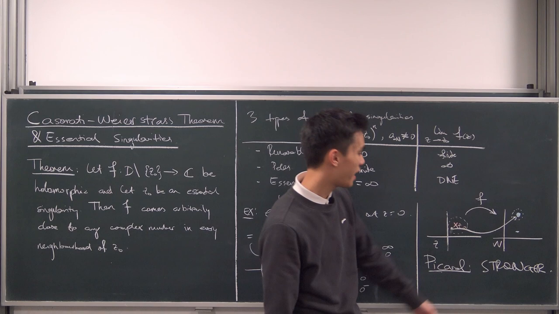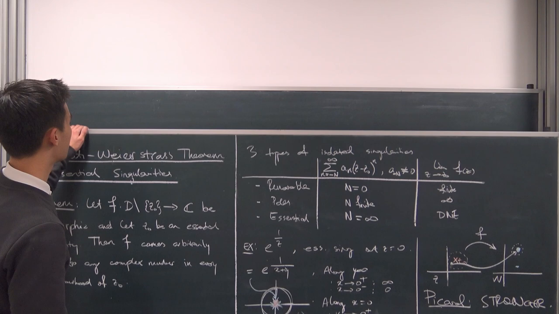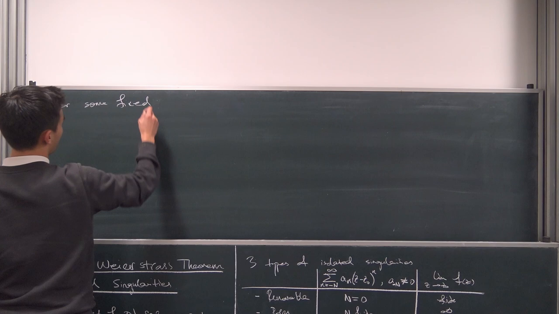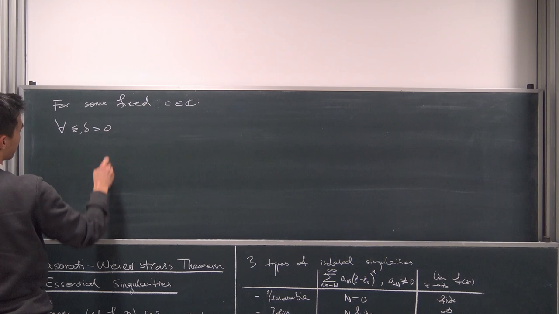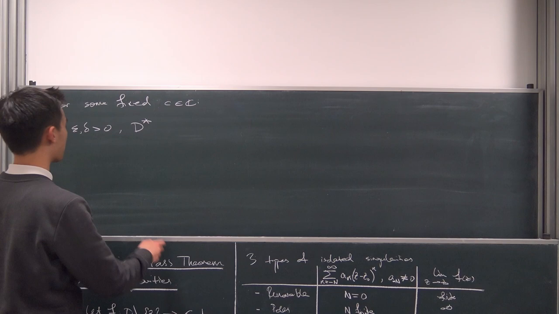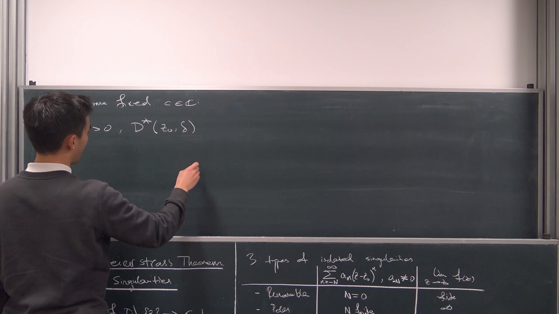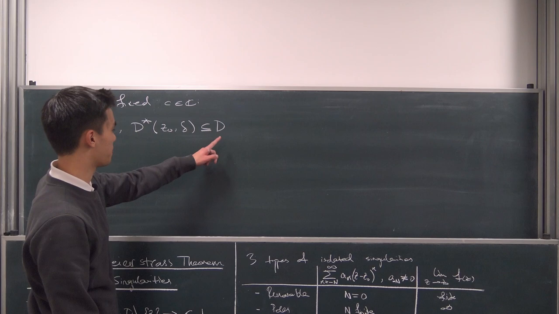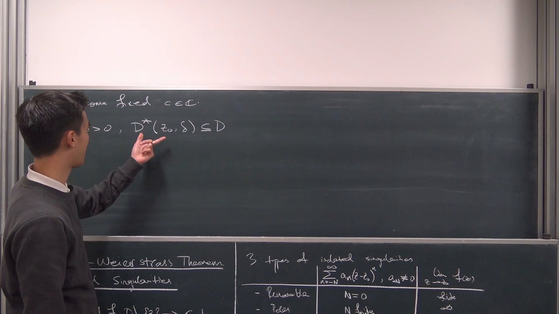So what we can say is that for some fixed complex number, let's say c in the complex plane, we have that for all epsilon and delta greater than zero, so these are the radii of our disks here. We also need to ensure that the punctured disk, and I'll use D star to denote it, D star at z naught, comma delta, lies inside of our domain D, because our function is analytic on D, and we just want to make sure that our function is actually analytic on our punctured disk as well.